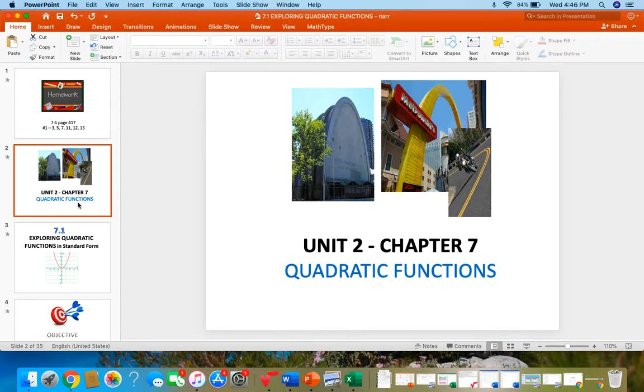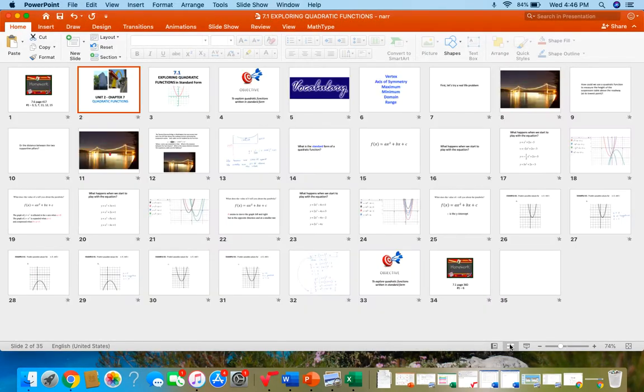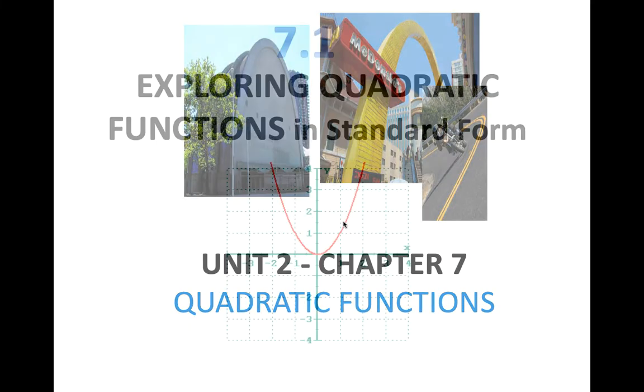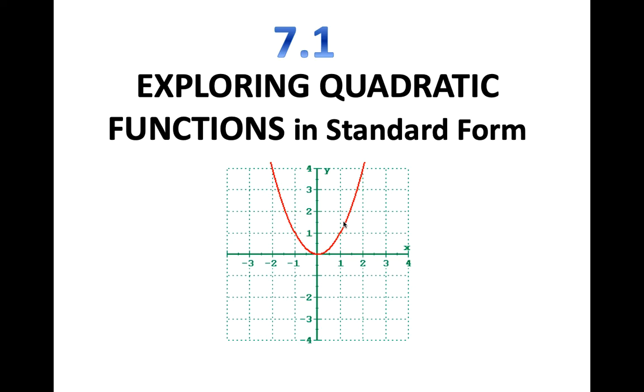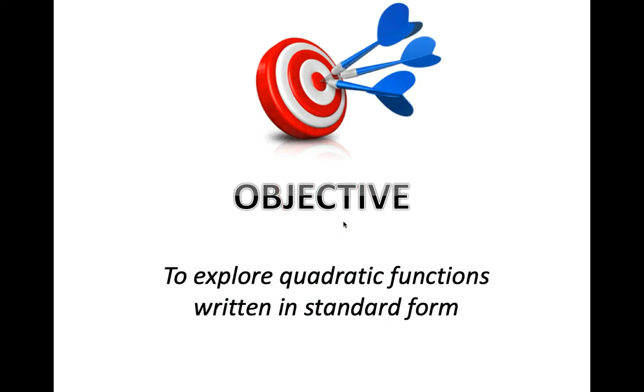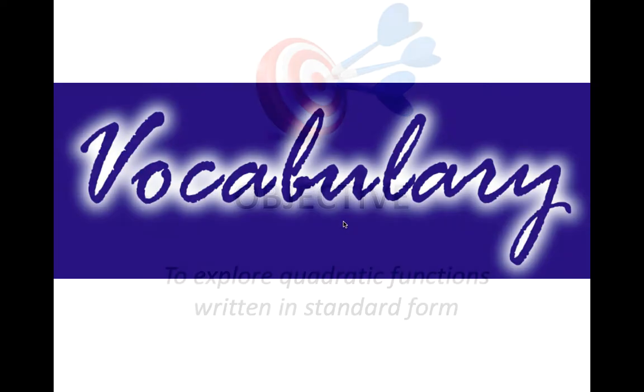We're going to take a look at our next section in this video from Unit 2, Chapter 7 on quadratic functions. What we're looking at in particular here is Section 7.1, exploring quadratic functions in the standard form. Our objective is to explore the functions so that you will understand how they behave and have some ideas of what to expect from a quadratic function in standard form.